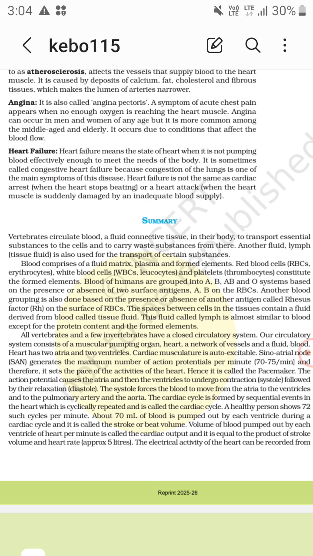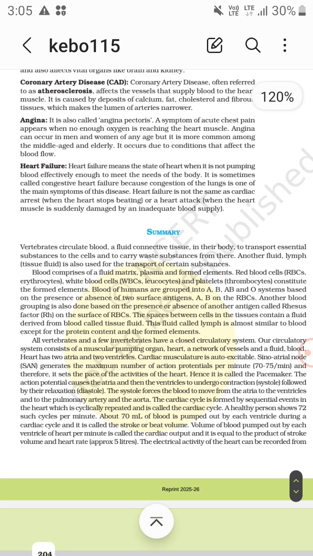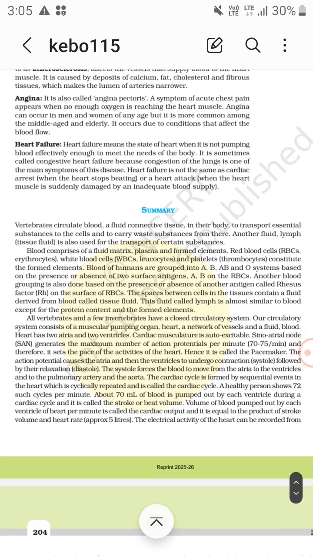The other fluid is lymph. It is tissue fluid. Tissue fluid means it is created by the tissues. Tissues are groups of cells, so there is intercellular space, and some fluid is left behind in them, which makes the tissue fluid. Now lymph is also used for the transport of certain substances. So blood and lymph, that is tissue fluid, these are the body fluids, right?